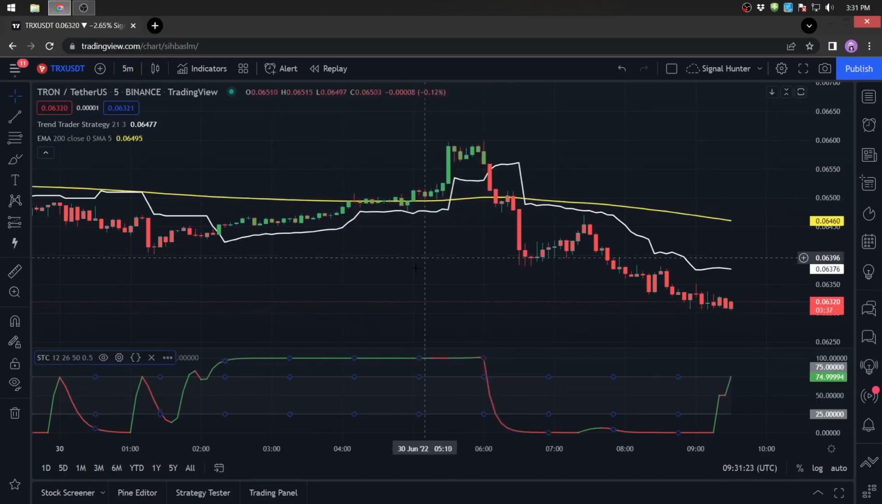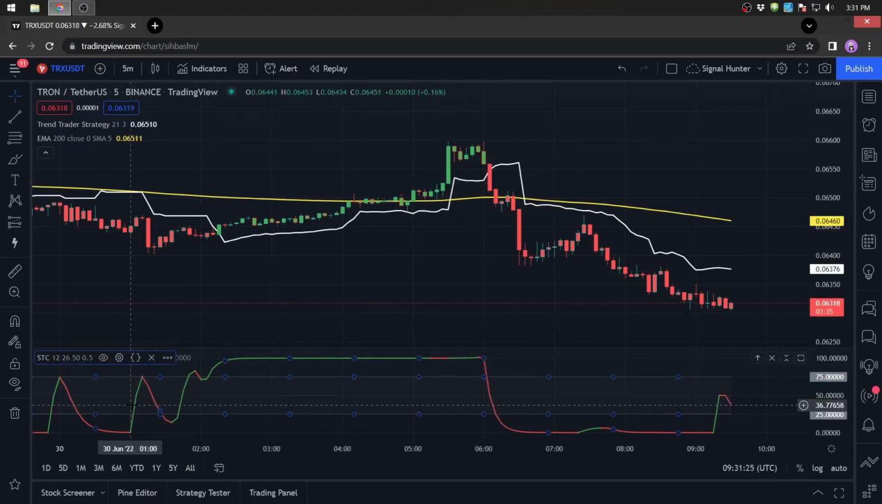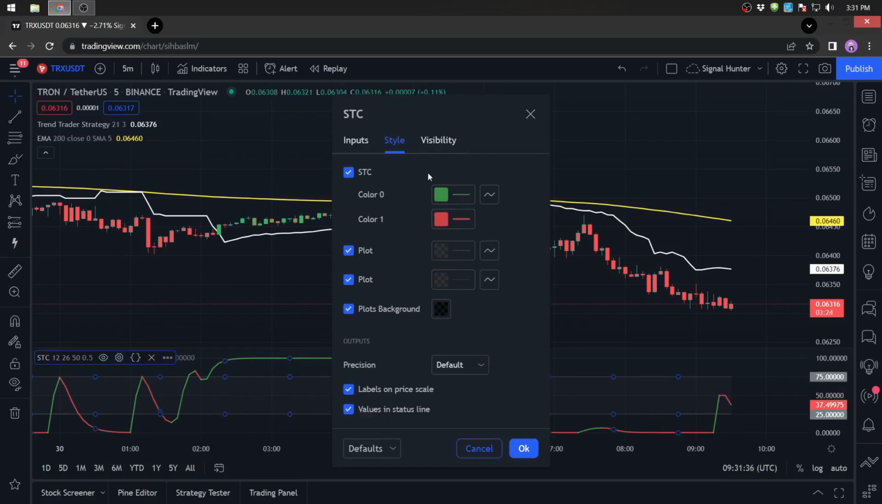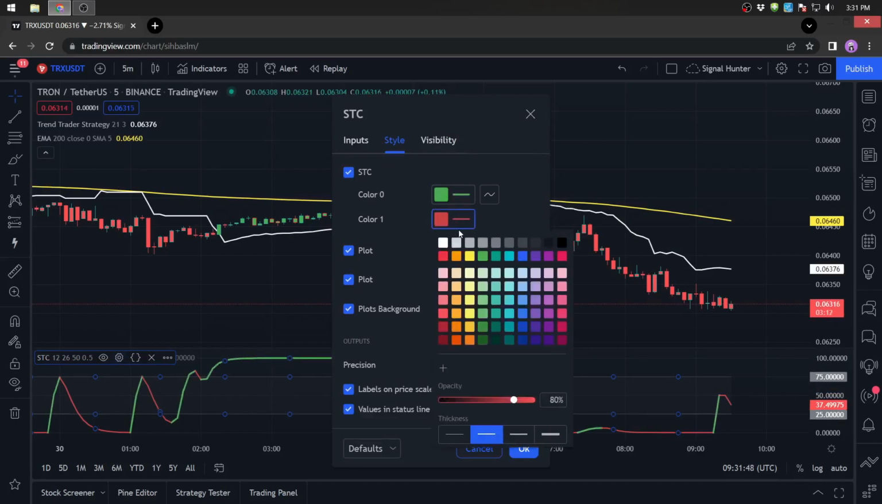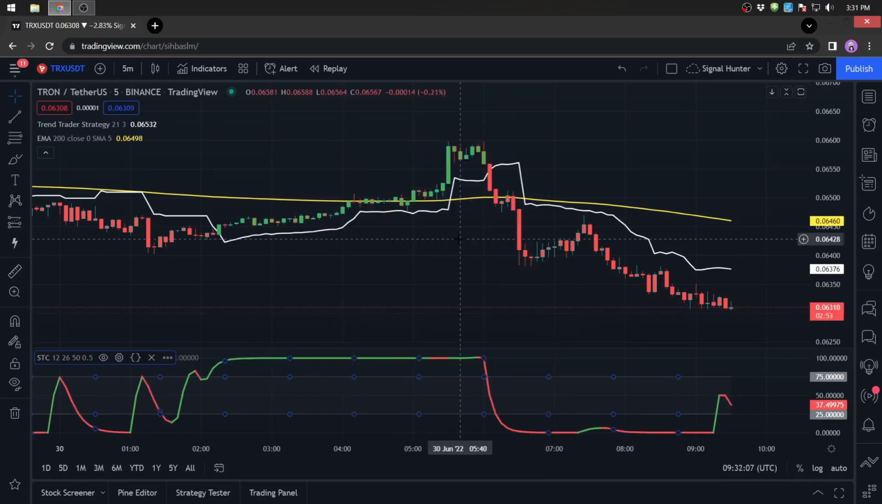So now I want to change some settings for the STC indicator. Simply go to the STC indicator settings, and from here I want to increase the opacity for the green color, and also make it bolder, and I do the same thing for the red color as well, and simply save. Alright, we have successfully set up our 3 indicators and it's now ready to catch signals.